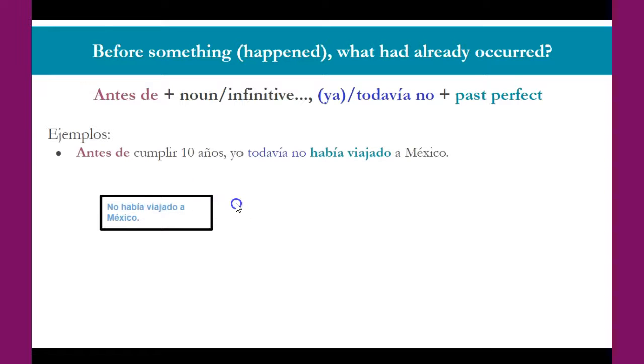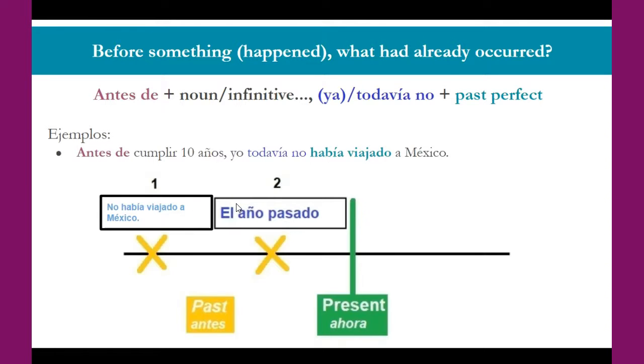So the second one is antes de cumplir 10 años. Sorry, here should be cumplir 10 años. So I turned 10 years, right? Yo todavía no había viajado a México. So I had not traveled to Mexico. I had not traveled to Mexico, and then turned 10 years.